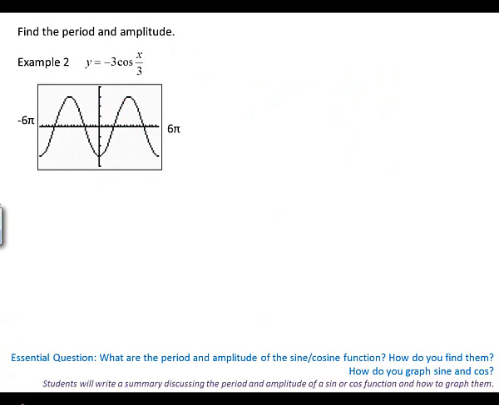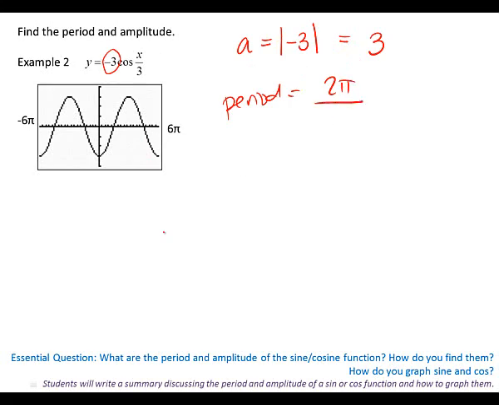All right, so let's do the amplitude first. What's the value that's in front for your A? -3, and I'm supposed to take the absolute value of it. So what's the absolute value of -3? 3. So your amplitude is 3. To get your period, we do 2 pi and divide by what? It's not 3 this time.